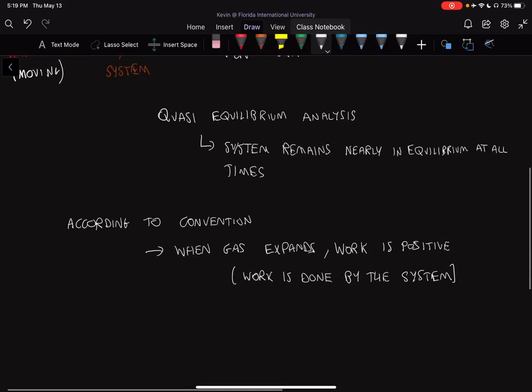Now, when a gas compresses, we have the opposite. So when the gas compresses, by convention, work is negative.